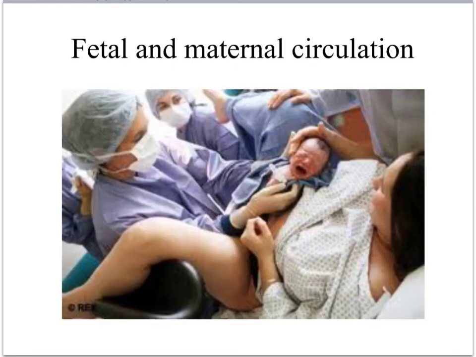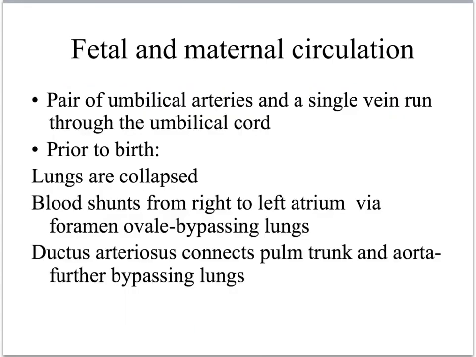When we're talking about circulatory differences and exceptions in circulation, let's talk a little bit about fetal and maternal circulation. The umbilical cord contains two umbilical arteries and a single umbilical vein. And it's through these vessels that the baby is getting all its nutrition and getting rid of all this waste.